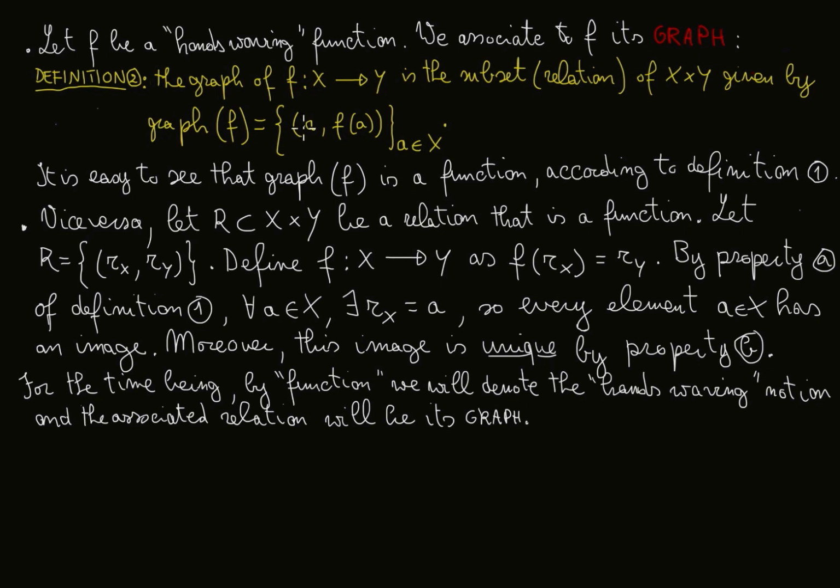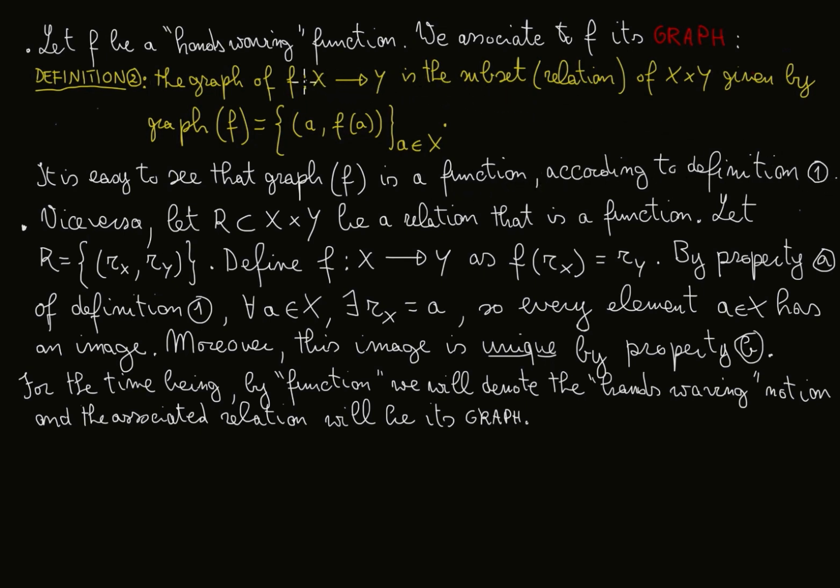The graph of f are the pairs A, comma, f of A. So when A ranges inside x, this pair of elements, A, comma, f of A, will be in x times y. Because f of A, by definition, is an element of y, the unique element of y that is associated to A through the hand-waving function f. It is easy to see the graph of f is a function, according to definition number 1.